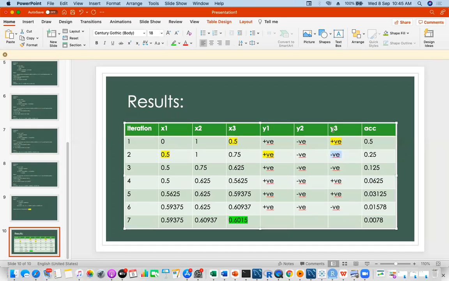Now we have y3 negative. So what will we replace? This y2, right? This y2 we will replace. Now since y2 is replaced, x2 also we need to replace. So we will put this x3 in place of x2 in the next iteration. In this way, we have to formulate this table until we get accuracy of less than 0.01.